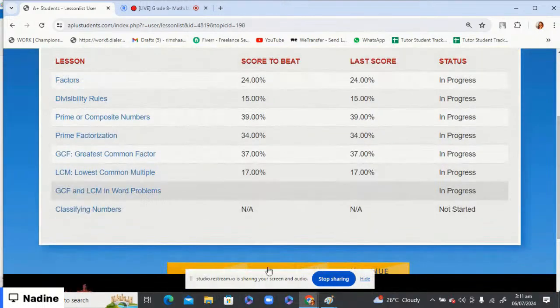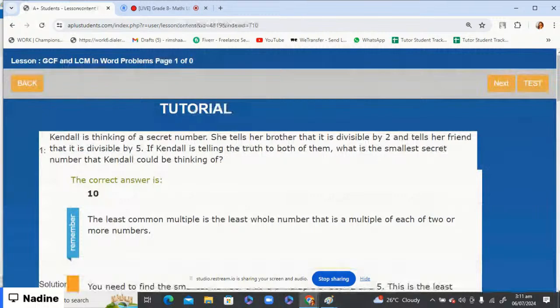LCM and GCF, word problems. So here, so let's get started.